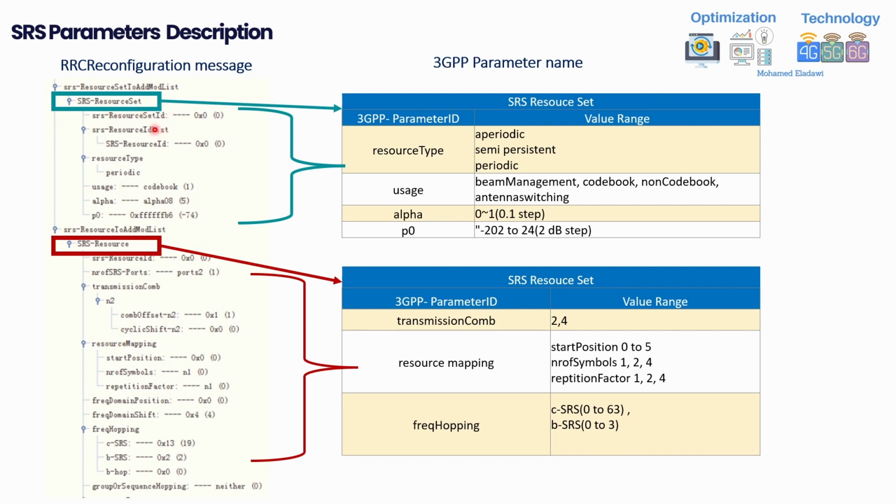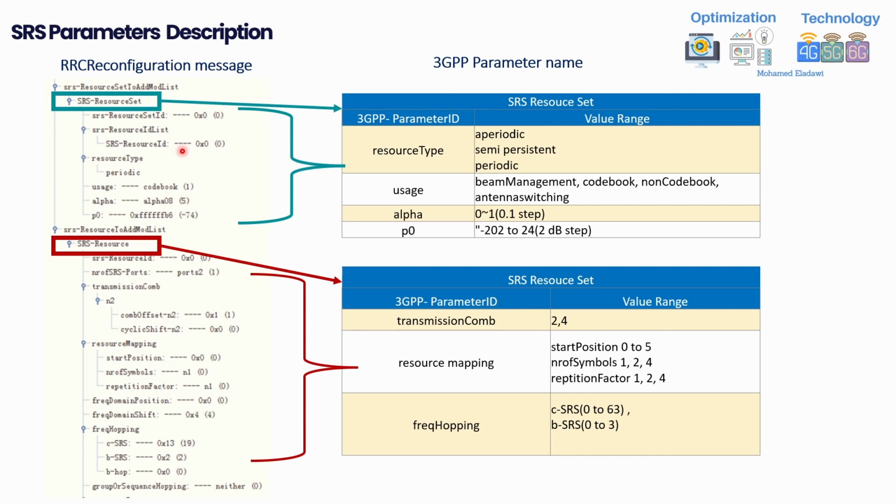In this SRS resource set, you have up to 16 resource set IDs. This resource set ID has a subset of other parameters under it called SRS resources. And why do you need many SRS resource sets? For example, let's assume that you have two SRS, one SRS for beam management or uplink beam management, and one SRS, for example, for downlink channel estimation, which we call antenna switching.